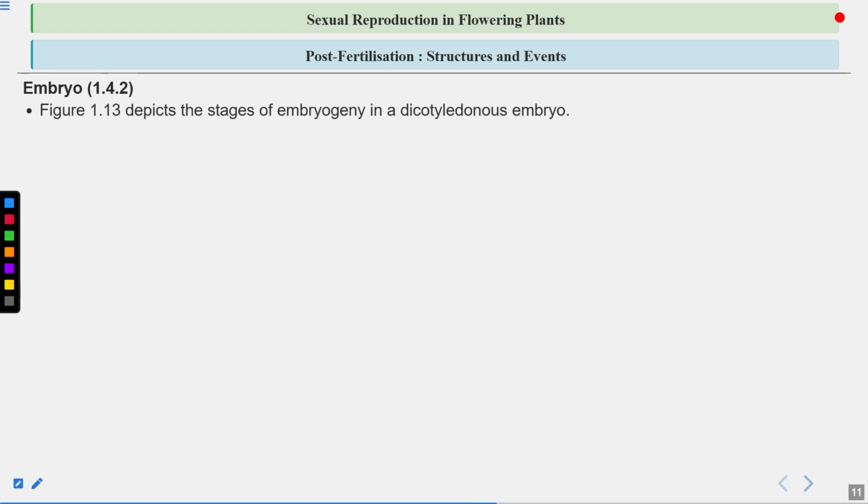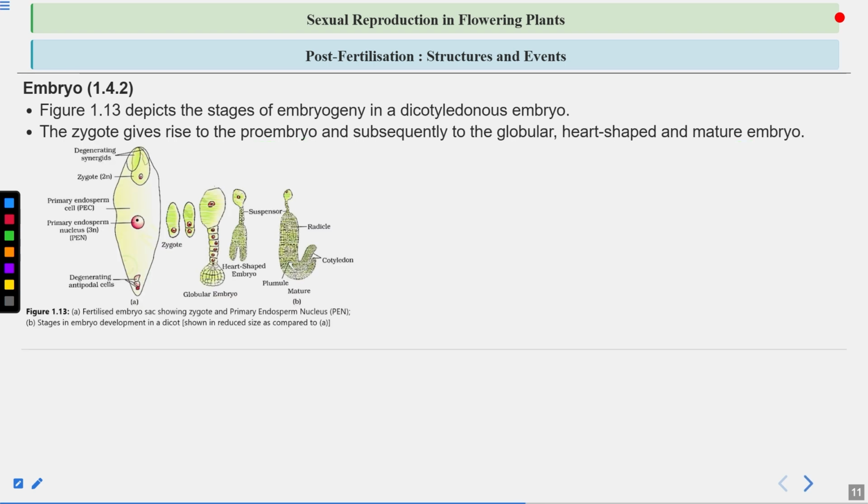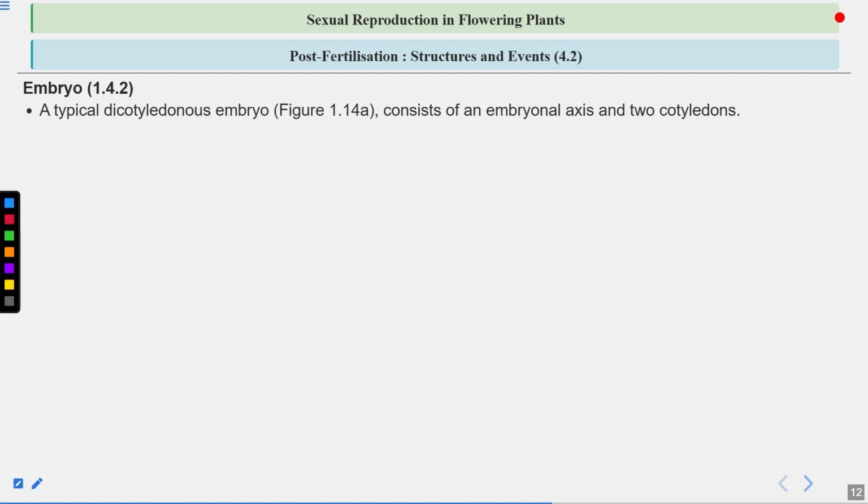So the figure depicts the embryogeny in a dicotyledonous embryo. The zygote gave rise to the proembryo and subsequently the globular, heart-shaped and the mature embryo. So first of all the proembryo, and then comes the globular, heart-shaped and the mature embryo. These are the stages. A typical dicotyledonous embryo consists of an embryonal axis and two cotyledons.